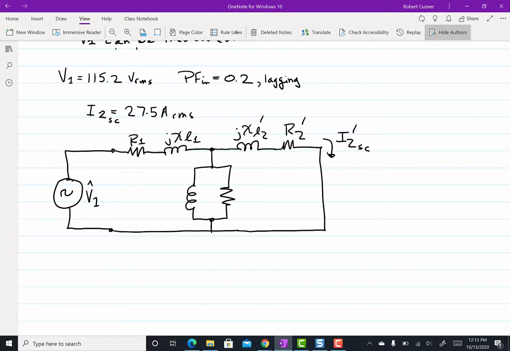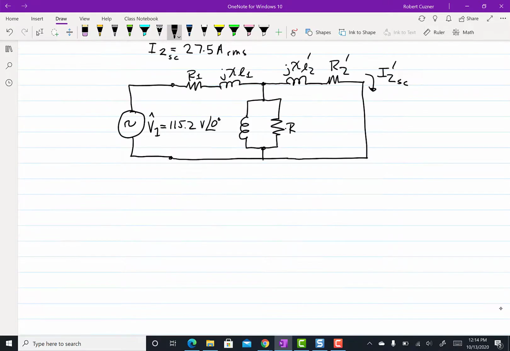We have our V1. We will assume it's referenced to 0 degrees. We've measured 115.2 volts at 0 degrees. We have our core loss resistance, our magnetizing reactance. We found these two values already in the previous test.